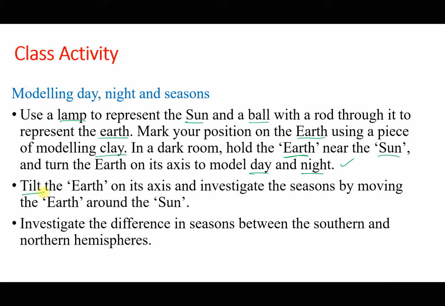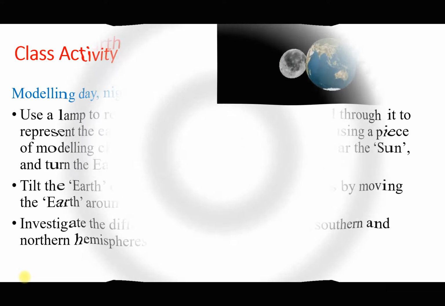Then you can try to tilt the ball, which is acting as the earth, on its axis, and investigate the seasons by moving the earth around the sun. So you try to move the ball. After tilting, you now move it around the sun so that students can see the angle at which the sun rays are incident on different parts of the earth. So you can now investigate the difference in seasons between the southern and northern hemispheres. That is a simple activity which you can carry out in your classroom.